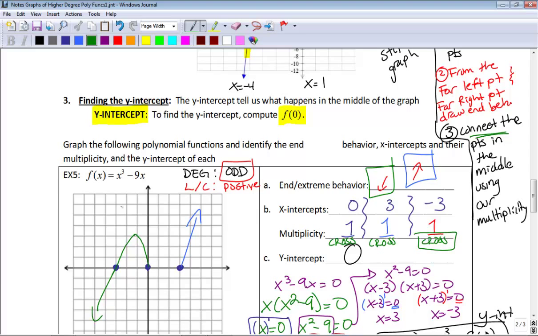Now, how far up I go, how close to the x-axis I stay, you need calculus for that. So when you look at your classwork answers, they're going to be accurate. Why? The computer knows calculus. So just be aware of that. I'm not looking for perfection there. I'm making sure that you're crossing the x-axis when you need to, you're bouncing when you need to. So as long as you have the general shape, you're good.